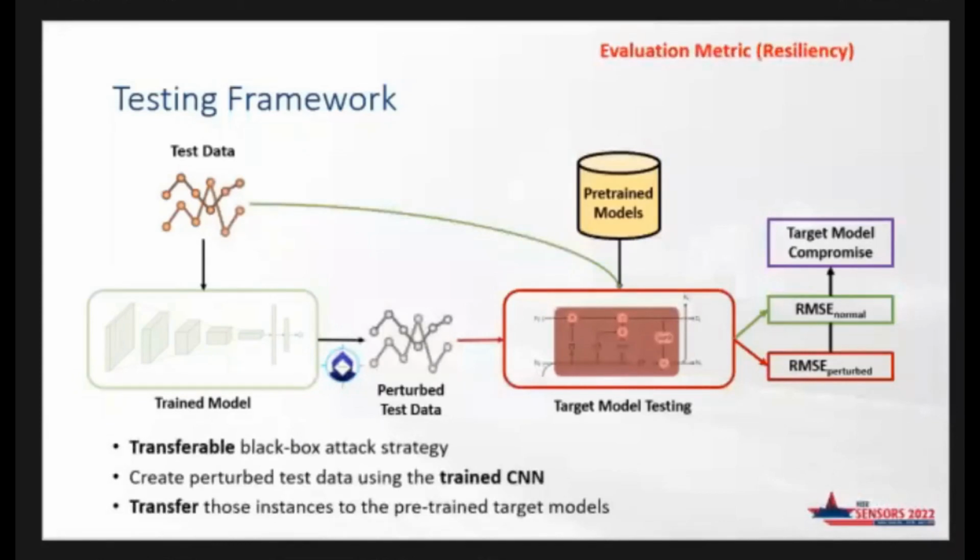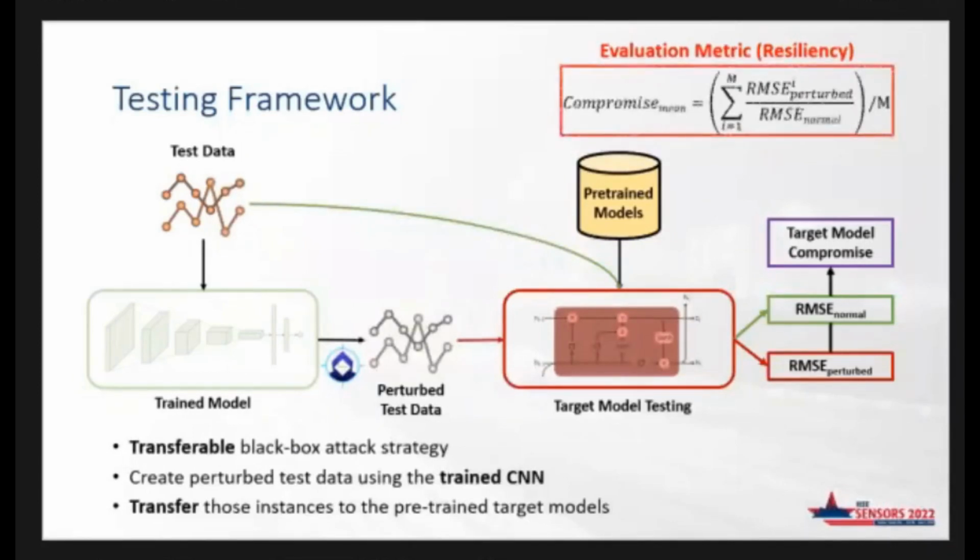So as our evaluation metric, which we call resiliency, we calculate the mean compromise. In creating those perturbed test data, we might use different attack generation methods. Indeed, we use multiple factors. So when we have more than one method, then we need to calculate the mean compromise among the number of attacks. Here n corresponds to the number of attack methods and number of parameters.